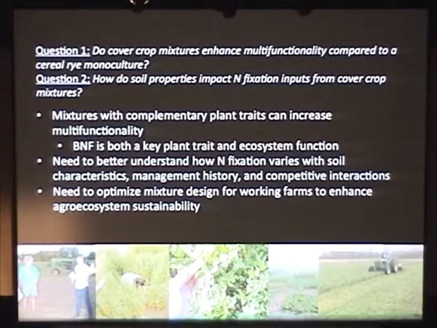So to summarize these findings, mixtures with complementary plant traits can increase multifunctionality. More work needs to be done. I hope you picked up from this that nitrogen fixation is interesting because it's not only a particular plant trait that we can measure at the individual plant level, but it's also a really important ecosystem function that is important for sustainability of agroecosystems. So we need to do a better job of understanding how it varies with soil, with management histories, and with competitive interactions among species. And then we can optimize mixtures to enhance sustainability and reduce inputs.